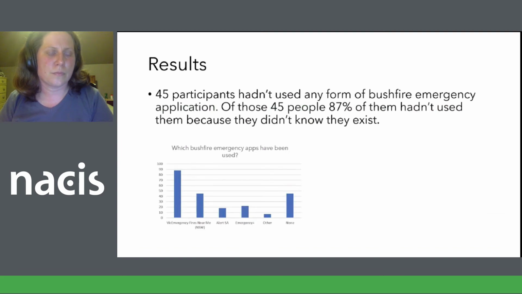This graph shows how many people had used various emergency applications, with around 60% of people having used the Vic Emergency app. We can see here that 45 participants had never used any of these applications before. With around 45 never having used them, that means around 2/3 had used some form of emergency mapping application before.